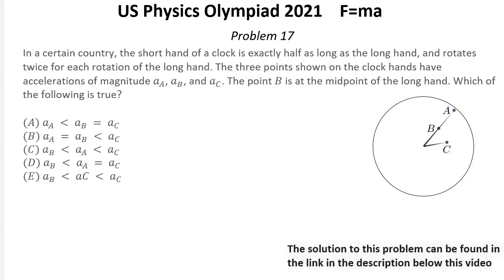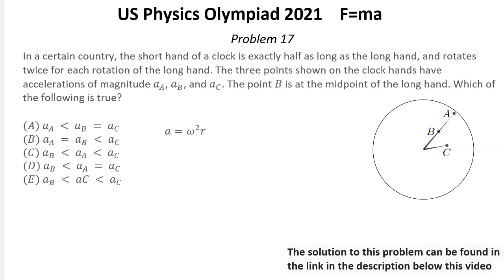Let the length of the short hand be small r, and the angular velocity of the big hand be omega. Centripetal acceleration equals omega squared r. So for point A we have acceleration equal to omega squared multiplied by 2r, which is 2 omega squared r. For point B we have omega squared r, and for point C we have 2 omega squared multiplied by r, which is 4 omega squared r. From here we see that AC is greatest, next is AA, and lowest is AB. This is answer C, and that was a solution for problem number 17.